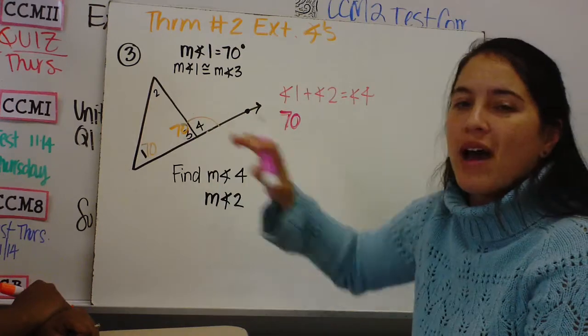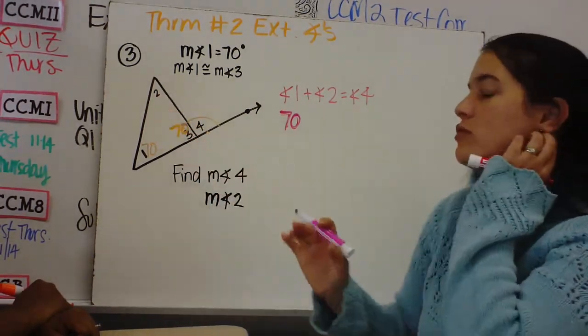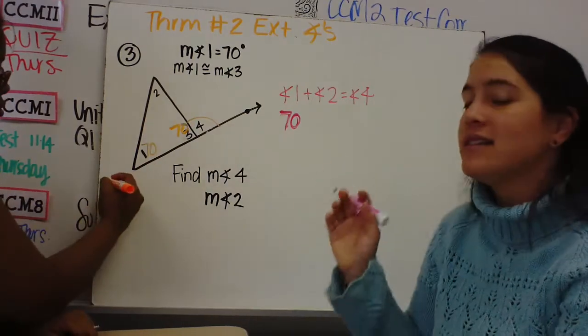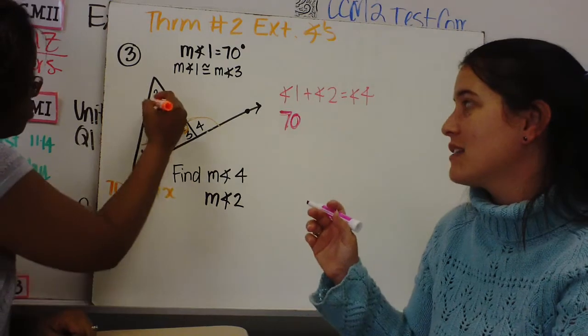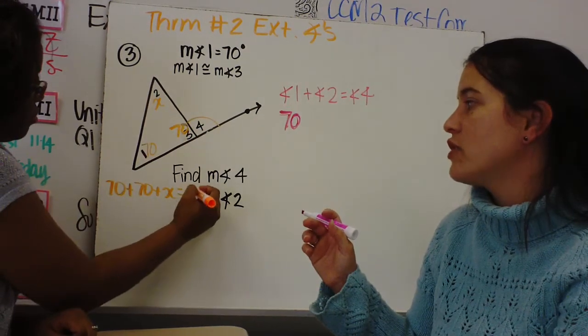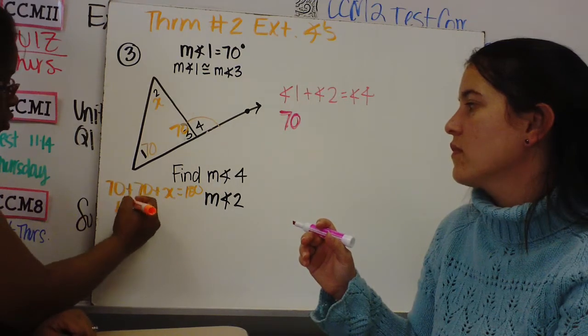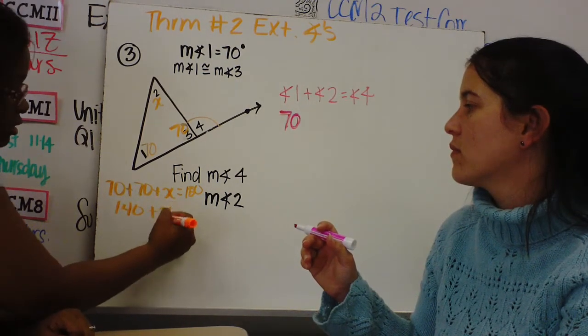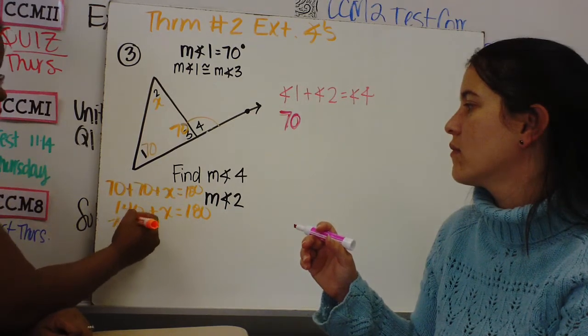So I have to use my triangle sum theorem, my angle sum theorem, to figure out what angle 2 is. So I'm going to add 70 plus 70 and x to get 180. So 70 plus 70 is 140 plus x equals 180. You're going to subtract 140 on both sides.